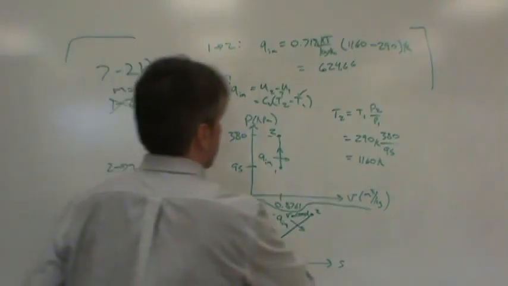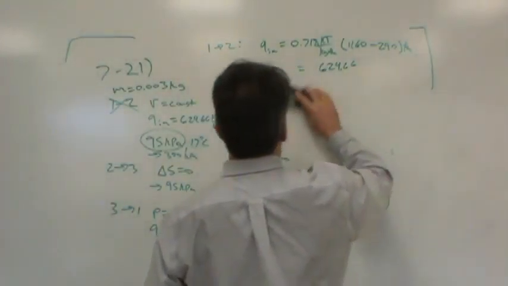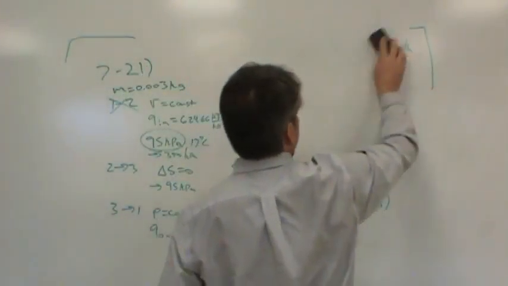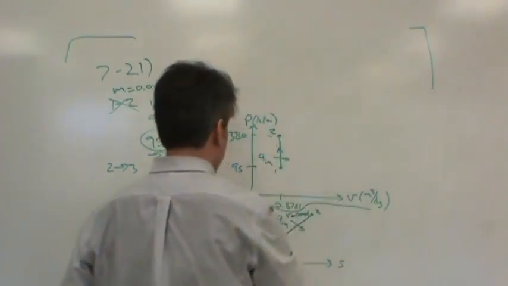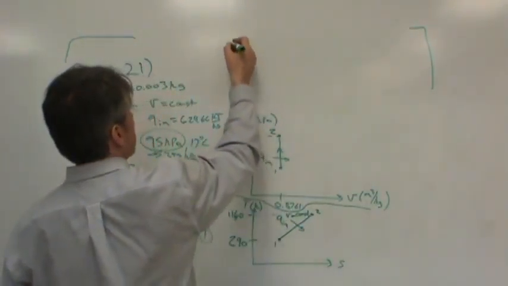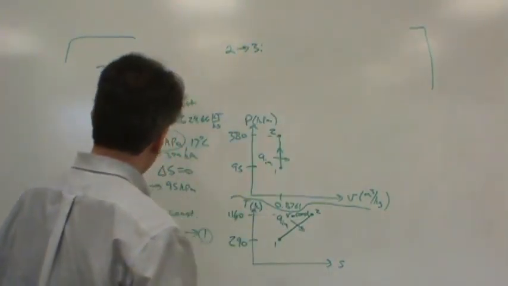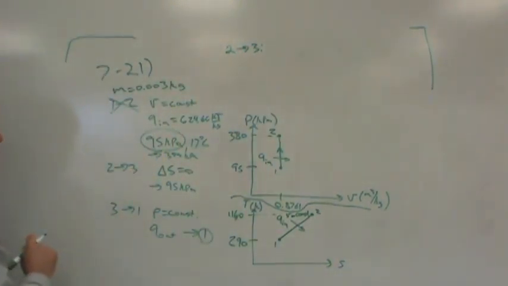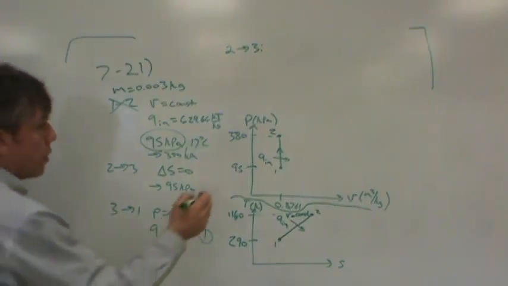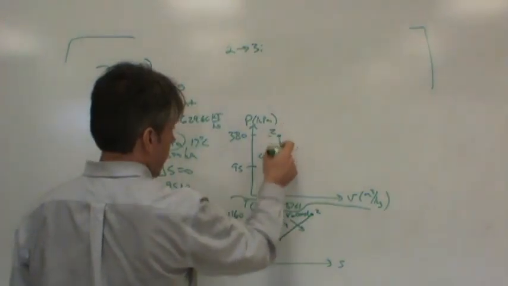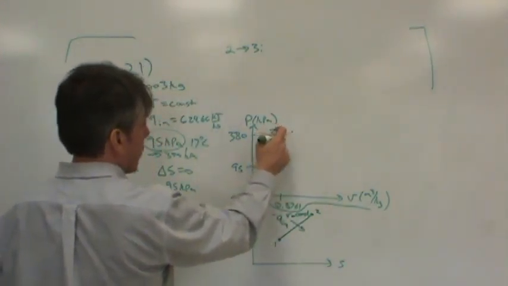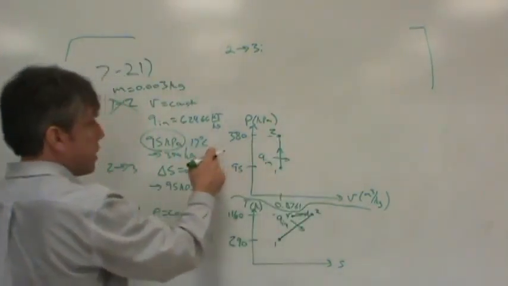Okay, so let's continue. Now I've put all the information on the diagrams. We've recorded all of this, so we don't need these calculations anymore. So now let's deal with the change of state, the process from state 2 to state 3. What do we know about that process? Well, we know the entropy is constant, and we know it ends up at 95 kilopascals. So we know that it's going to end back at 95 kilopascals, but we don't know if the volume is going to increase, decrease, or what.